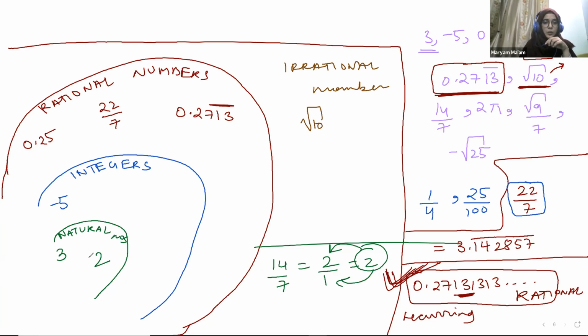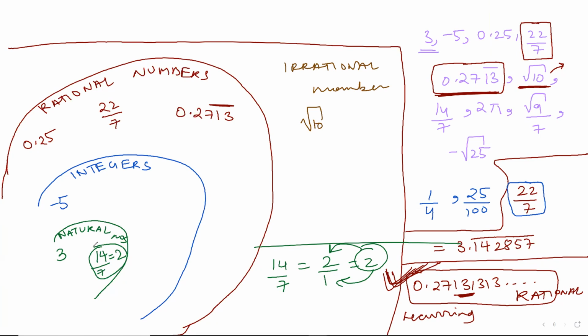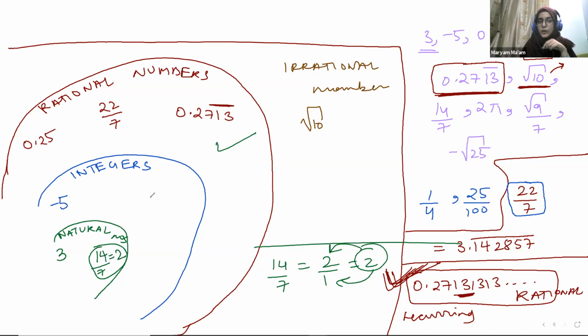So we're going to write it over here. Or basically what was our 2? It wasn't 2. It was 14 by 7. And 14 by 7 is equal to 2. So is it okay if I place it here? Any problems, anyone? No, ma'am. So why didn't I place it in the blue circle? Because, of course, it is an integer. It is a rational number. I could have placed it here as well. But I placed it here because it is a natural number as well. So I placed it under natural numbers. So now it automatically comes under integers also, and it automatically comes under rational numbers also.